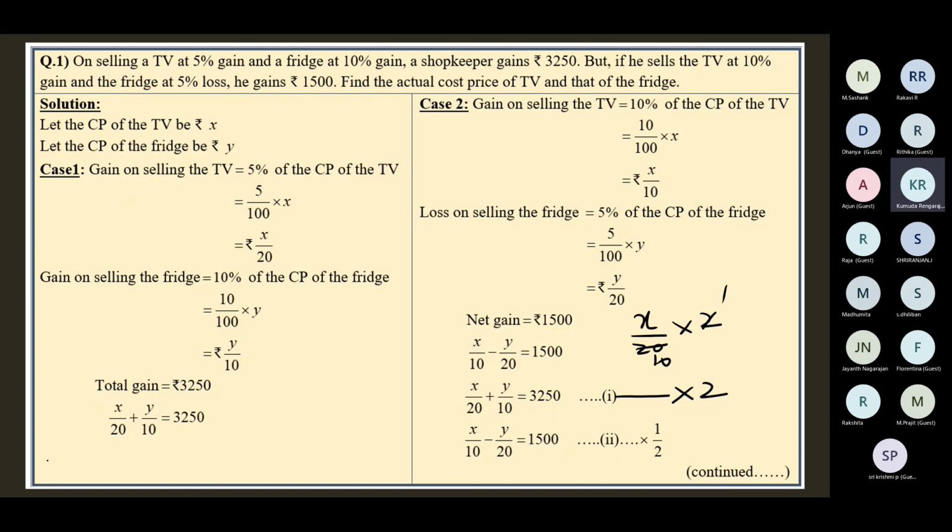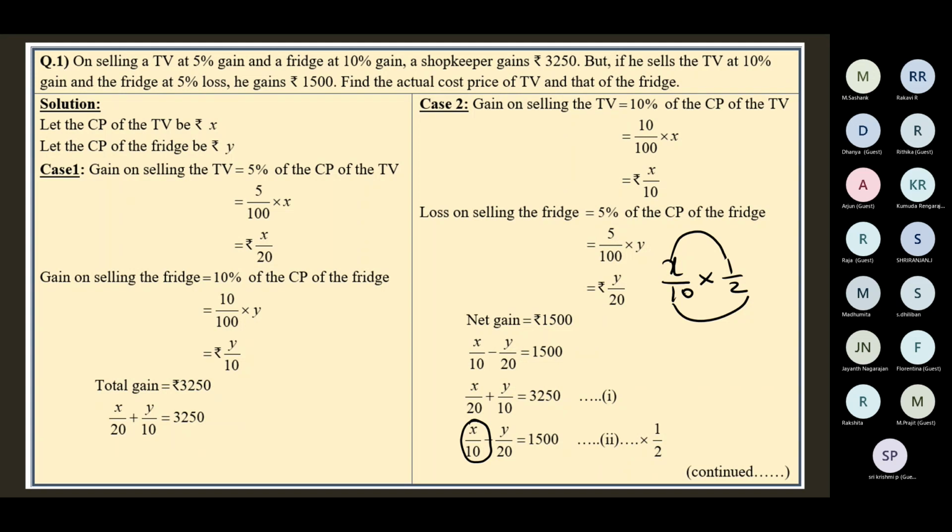Or you can multiply the second equation by 1 by 2. So why have I multiplied by 1 by 2? Because I want this x by 10 to become x by 20. So I'll multiply by 1 by 2. Then it will become x by 20. X into 1 is x, 10 into 2 is 20. Then I can eliminate x by 20, meaning I can eliminate x. Am I clear, children?